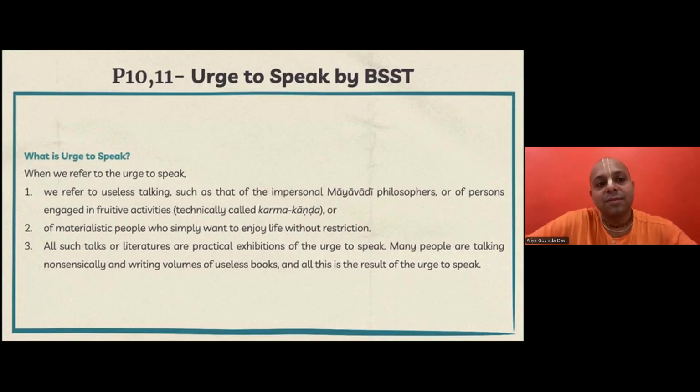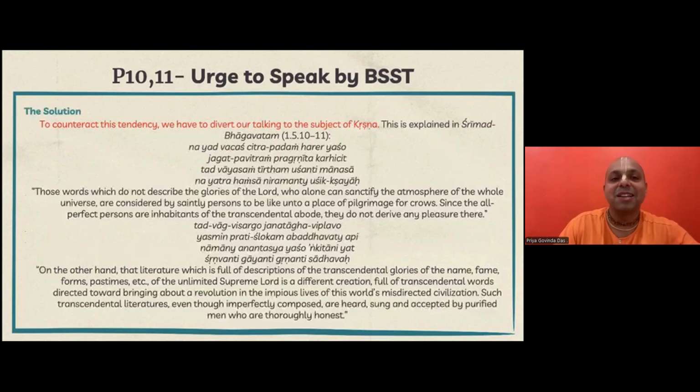But what is the solution? Very interestingly, he also gives the same solution as Srila Prabhupada gives. And the solution is, to counteract this tendency, we have to divert our talking to the subject of Krishna. And he gives these two famous shlokas of Bhagavatam. Why are we not reading this? So that we can discuss more.